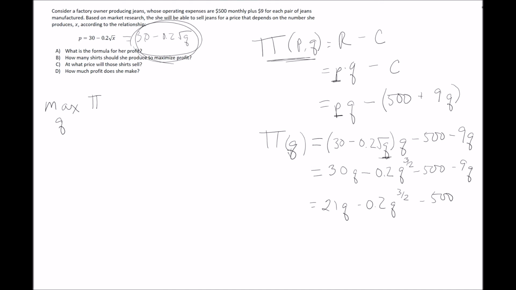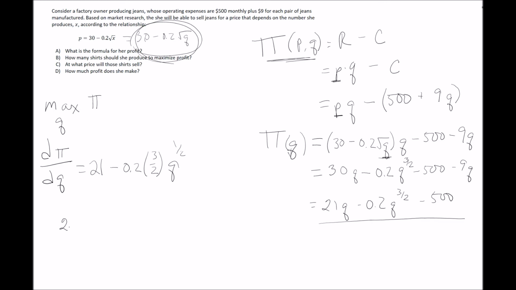So now I'm going to take the derivative of the profit function with respect to the producer's choice variable q. And I'm just going to work off of this expression over here. I take the derivative of the first term with respect to q. I get 21. I take the derivative of the second expression. I have 0.2 times 3/2 times q to the 1/2. And then the derivative of the third term is 0. Now I'm interested in optimization, so I'll simplify this a little bit and set it equal to 0.